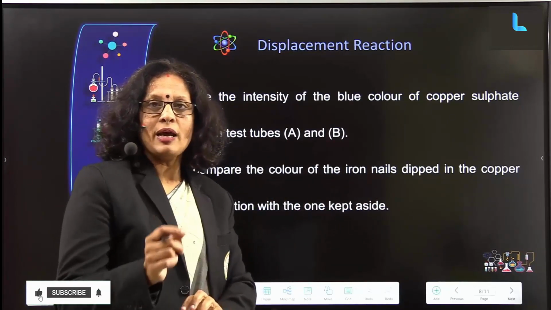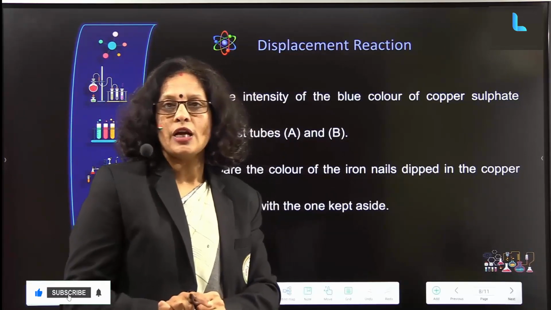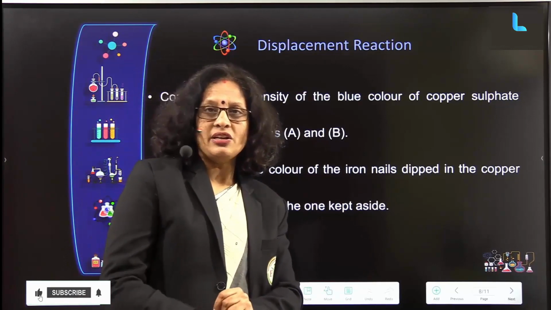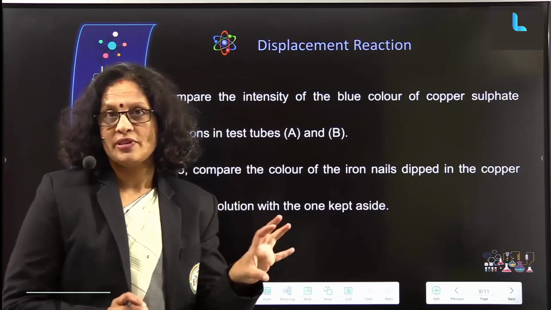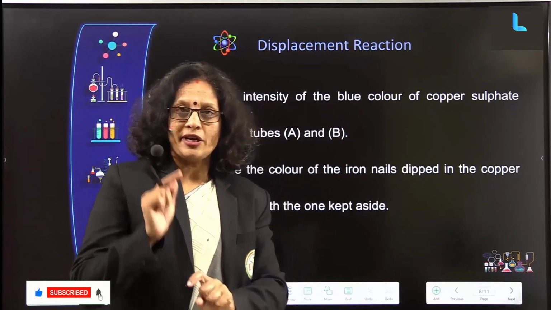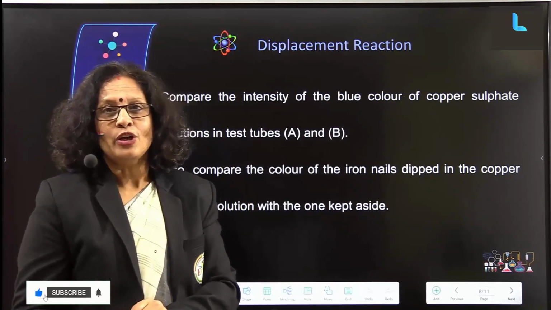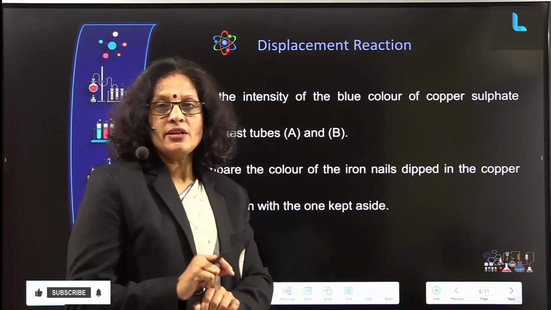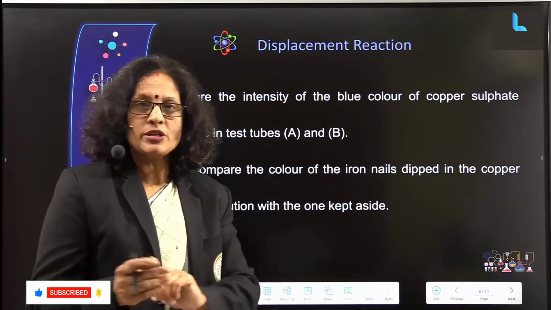So what will happen? The iron nail color will change, and the copper sulfate solution color will also change. Why? Because a displacement reaction will take place. Here iron nails are taken in copper sulfate solution. Copper is less reactive than iron. So iron, being more reactive, will displace copper from copper sulfate, and iron sulfate will form. That is why the nail color will change to dark brown and the copper sulfate color will fade, because the ions are getting displaced here.